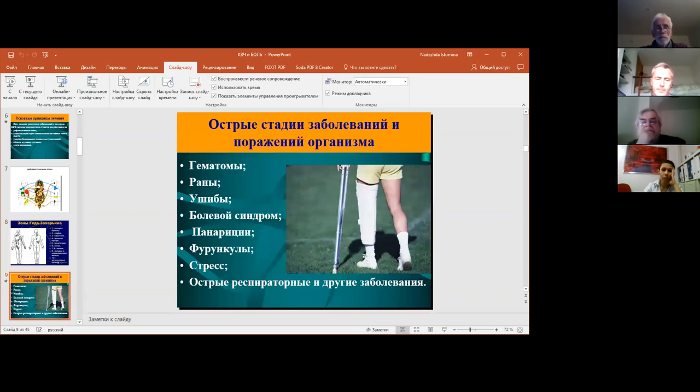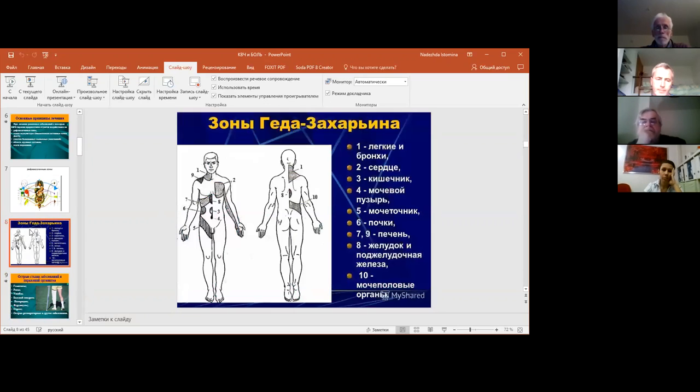Here you can see the zone of the bronchi and the pulmonary system and how influence on these zones affects other organs.